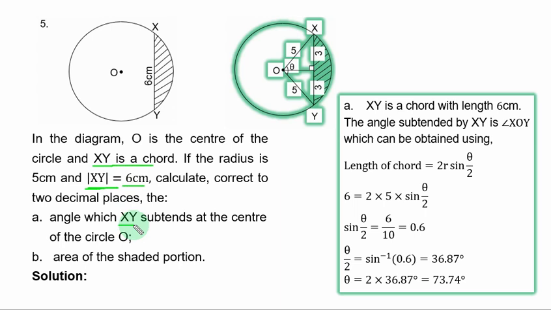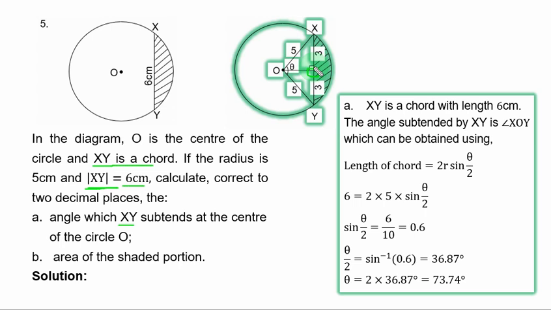Solution: the given diagram is adjusted to this form by marking out the 2 radii. The length of the chord is 6, so the distance from the center to this point divides the length of the chord into 2 equal parts, 3 cm respectively. So let's try and get the angle. We can do that in two ways.